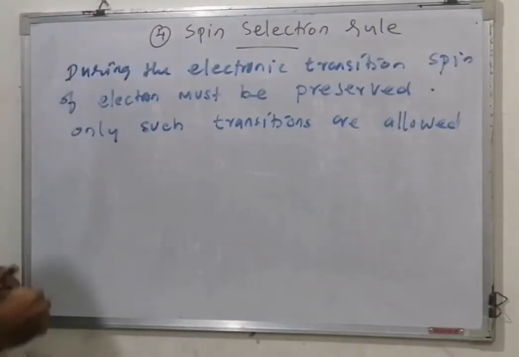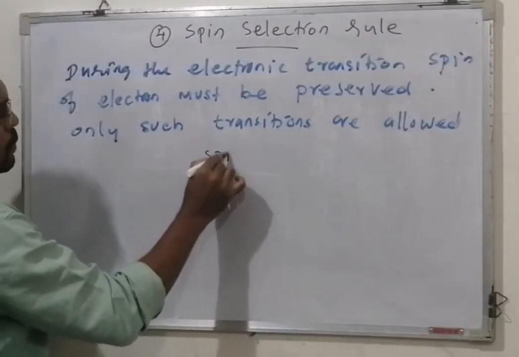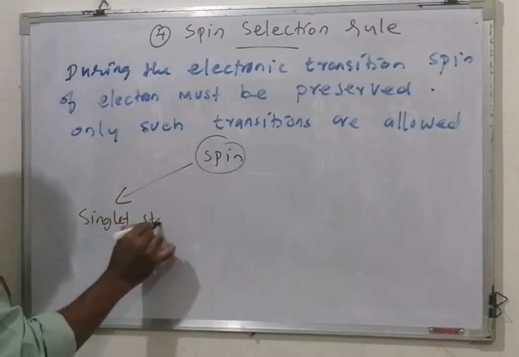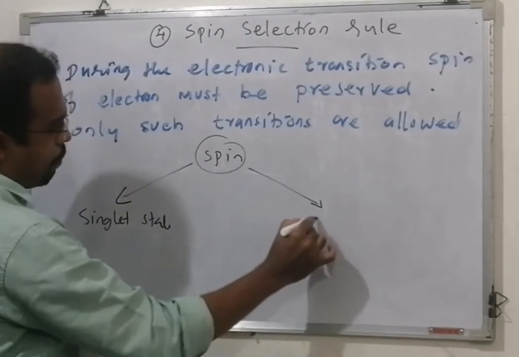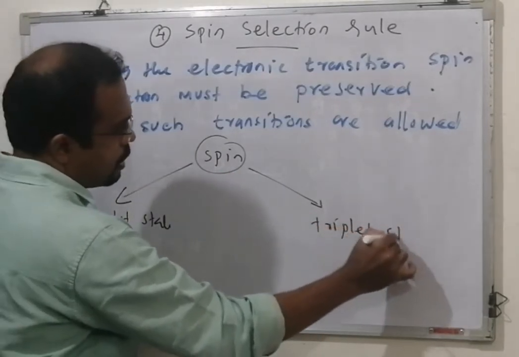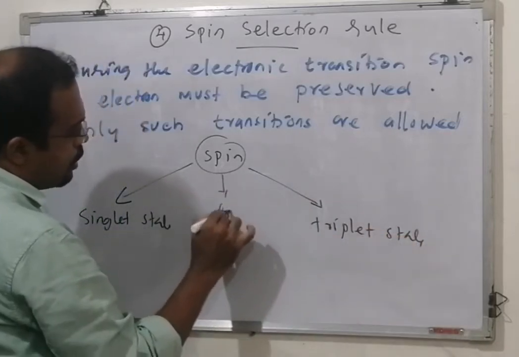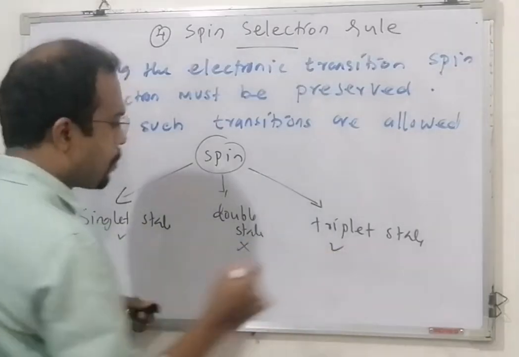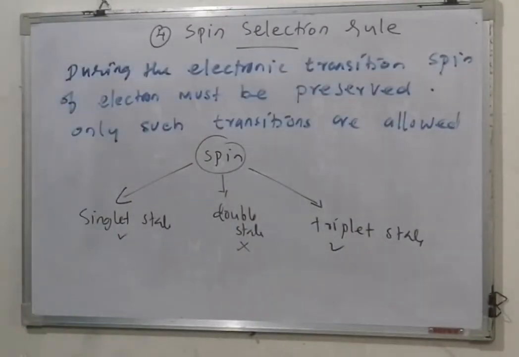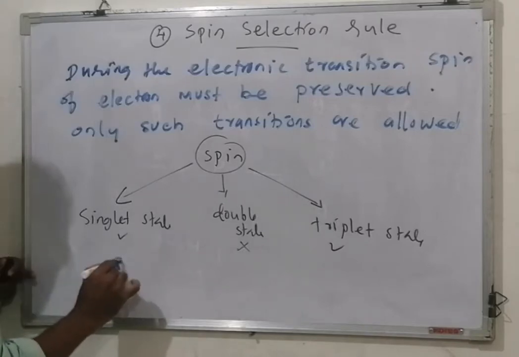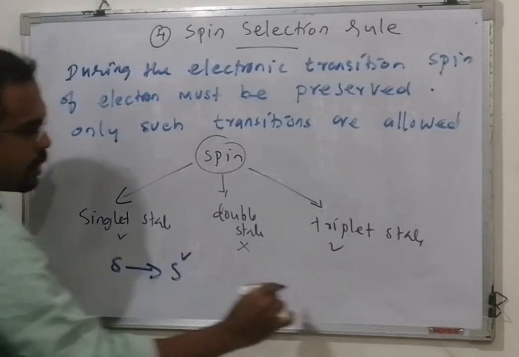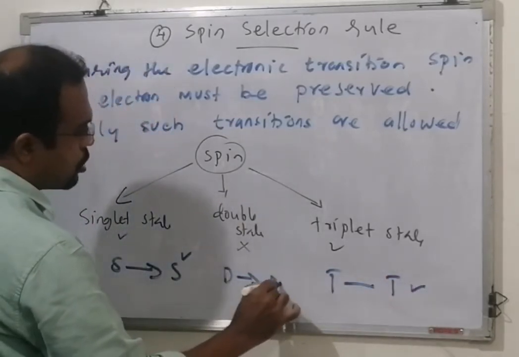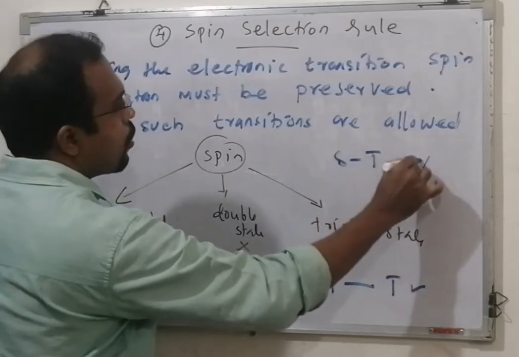Based on the spin of the electron, we have the following conditions: singlet state and triplet state. One more is there, the doublet state, which I am not going to discuss now. We will discuss only singlet and triplet now. Therefore, singlet to singlet allowed, triplet to triplet allowed, doublet to doublet allowed, singlet to triplet not allowed.